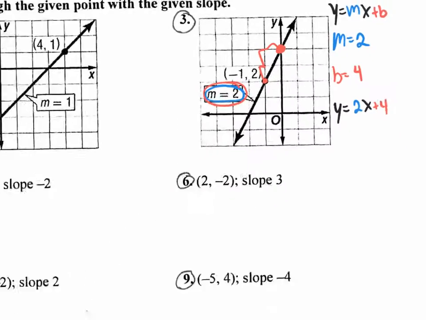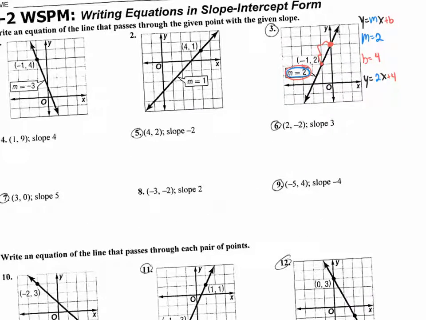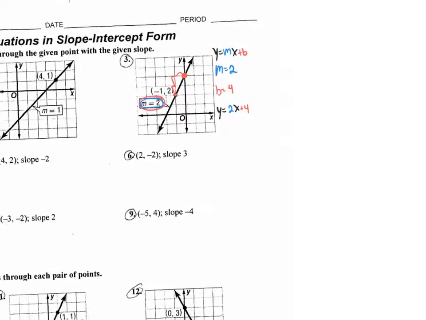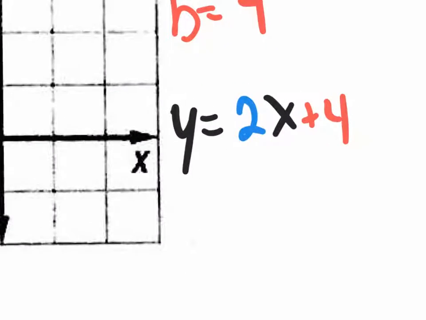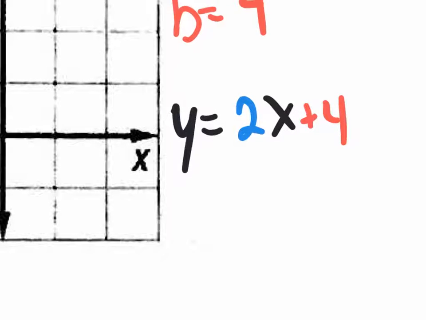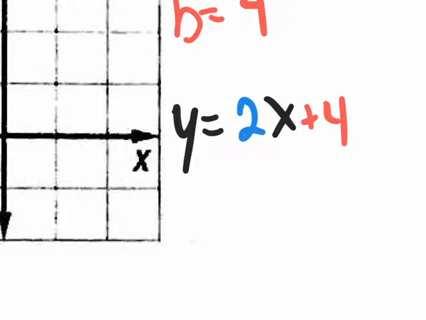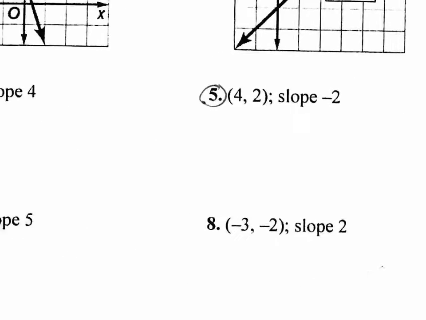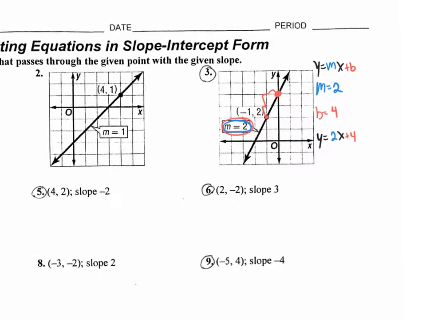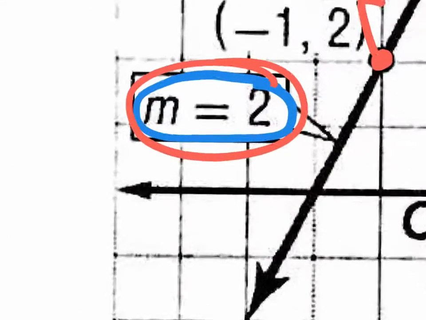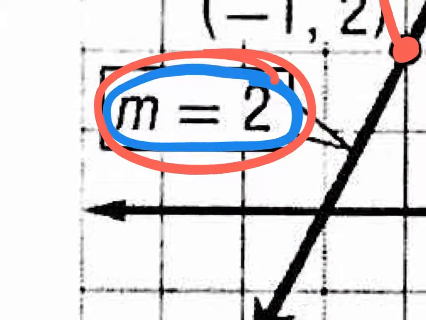Let's move on. Yes? You could put 2 over 1 instead of just 2, because after all, when you graph, it is rise over run. So you could put 2 over 1. That's great. However, on a multiple choice final, they're not going to write it as y equals 2 over 1x plus 4. They're just going to write y equals 2x plus 4. M was positive 2, and they give you right there m equals positive 2.